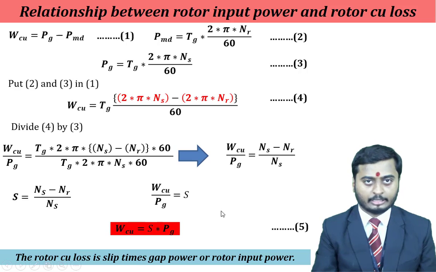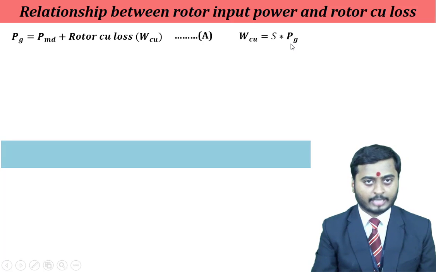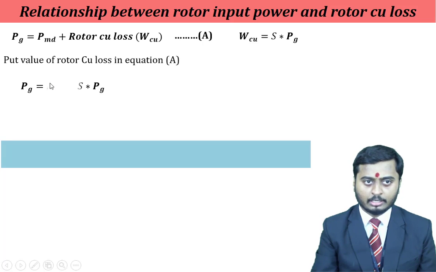The meaning of this is nothing but rotor copper loss is always slip times the rotor input power, that is Pg, which is also called air gap power. Now we know Pg equal to PMD plus rotor copper loss, that is WCU. This was the equation number A that we discussed earlier. Now we got this relation WCU equal to S into Pg. So just substitute here, we will get Pg equal to PMD plus this value of WCU, which is nothing but S into Pg.